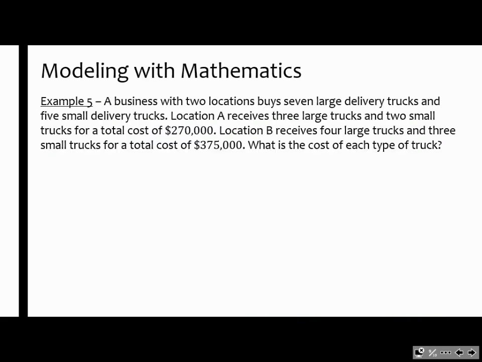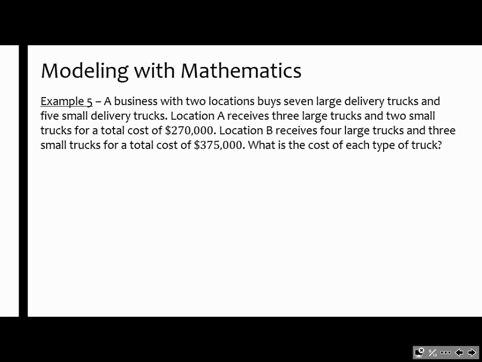Example 5 reads, a small business with 2 locations buys 7 large delivery trucks and 5 small delivery trucks. Location A receives 3 large trucks and 2 small trucks for a total cost of $270,000. Location B receives 4 large trucks and 3 small trucks for a total cost of $375,000. What is the cost of each type of truck?